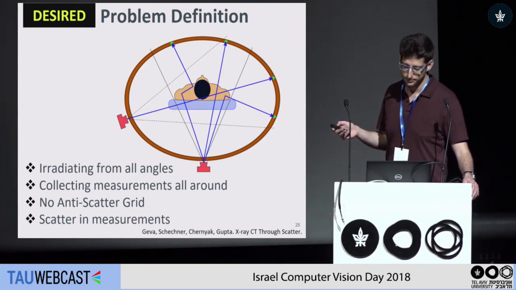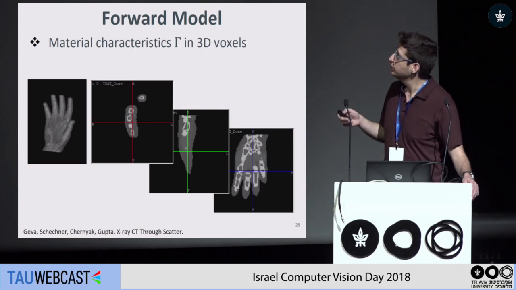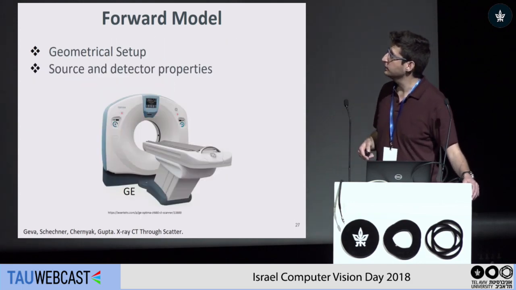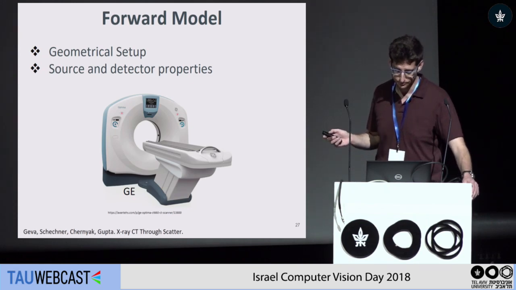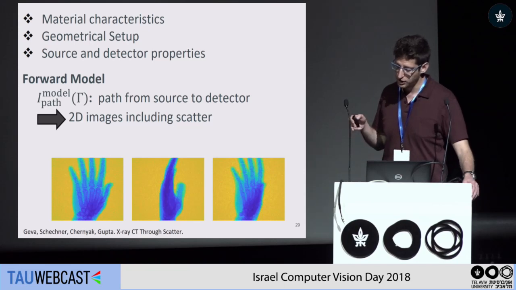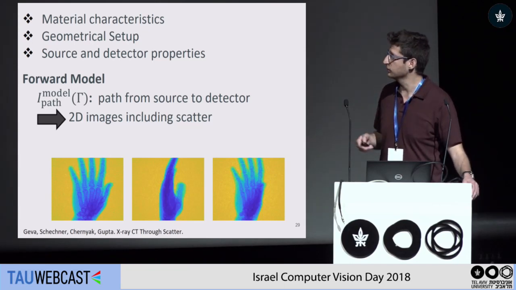And how do we do it? We define a new inverse problem. It is based on a forward model. The forward model takes a representation of materials denoted gamma. It also takes the geometrical setup and the source and detector properties. Given these 3 inputs, the forward model I produces projections, including scattering, as measured in each detector per source.